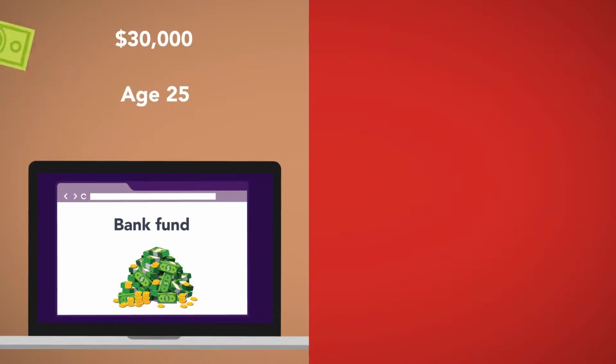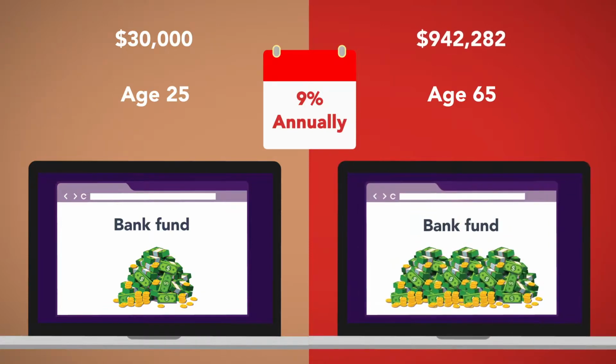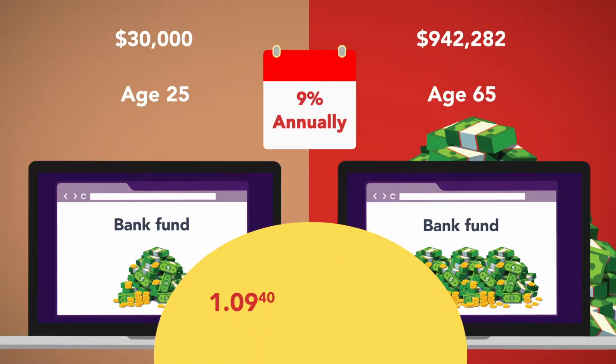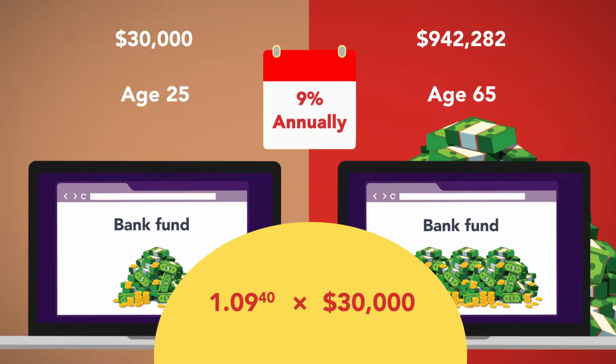For example, Andrew invests $30,000 at age 25 in a bank fund that pays 9% annually. At age 65, he will have accumulated $942,282. The amount is given by the formula 1.09 raised to the power of 40, which is the number of compounding periods, and then multiplied by the principal amount of $30,000.